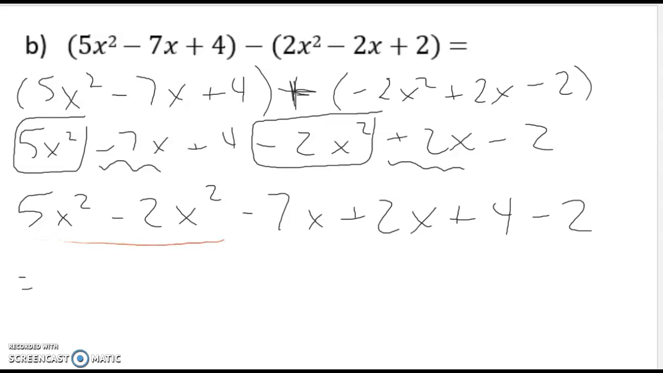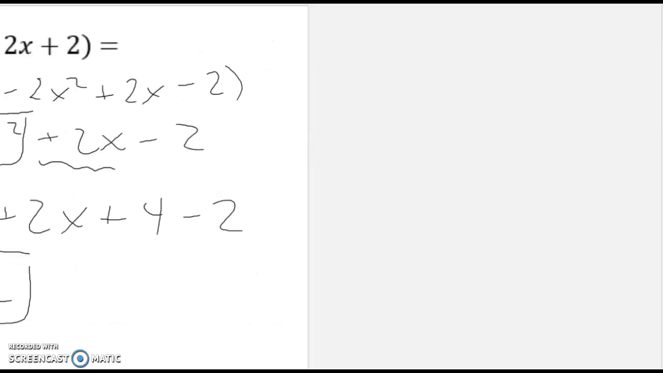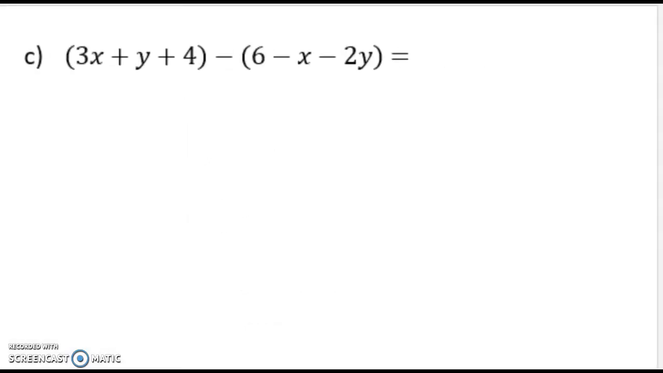Now I'm going to simplify. So 5x squareds take away 2x squareds, I'm left with 3x squareds. Negative 7x plus 2x's, I now have negative 5x. And then 4 take away 2 gives me positive 2. There's my final answer. Okay, so next, start by rewriting it with the positive. So 3x plus y plus 4, turn it to a plus, and let's switch.